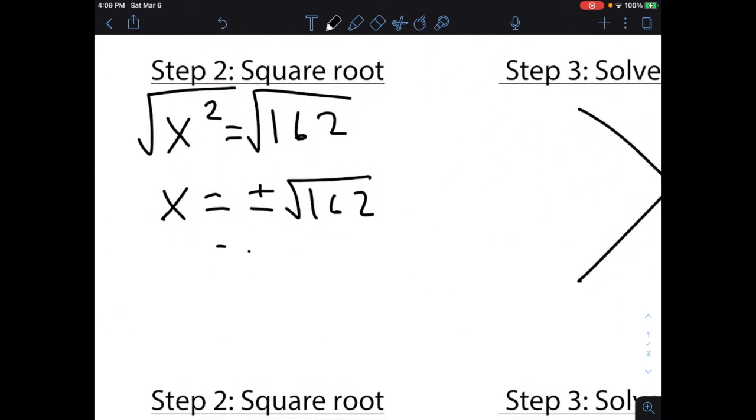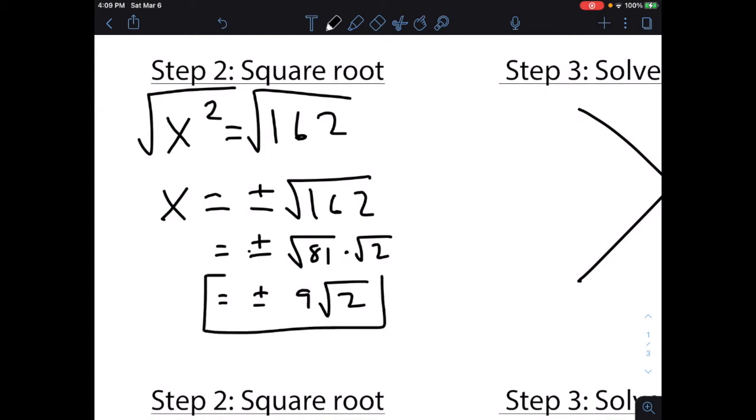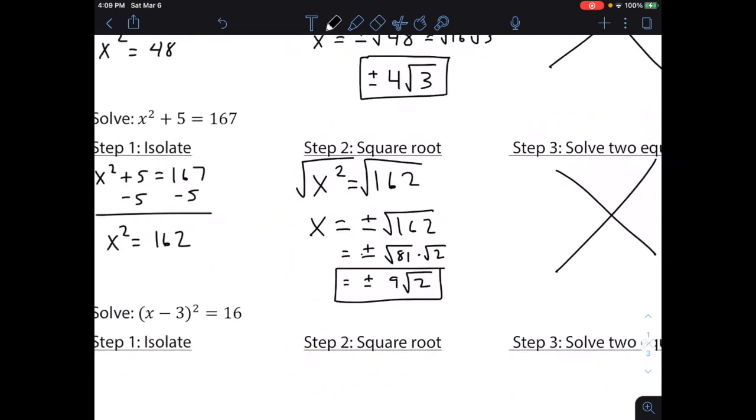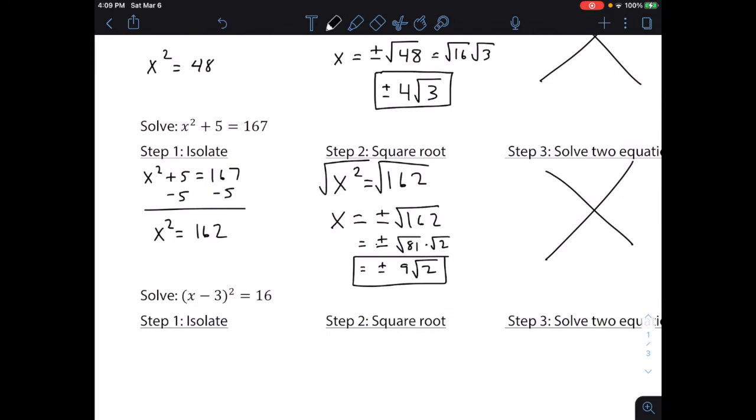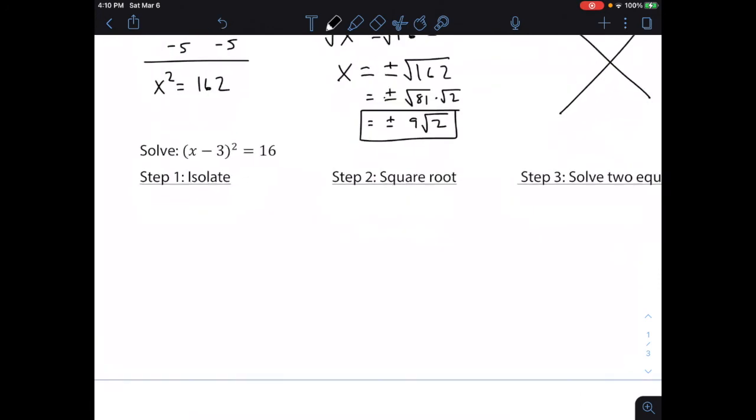So we could say, all right, this is, I'm going to write the plus or minus this time. I forgot to do it last time, but it still worked out. So we have the square root of 81 times the square root of 2, and then we can simplify that first one. So our answer is plus or minus 9 times the square root of 2. All right, so not too bad. It's pretty easy if you are able to isolate that squared term, and then if you're able to simplify a radical.